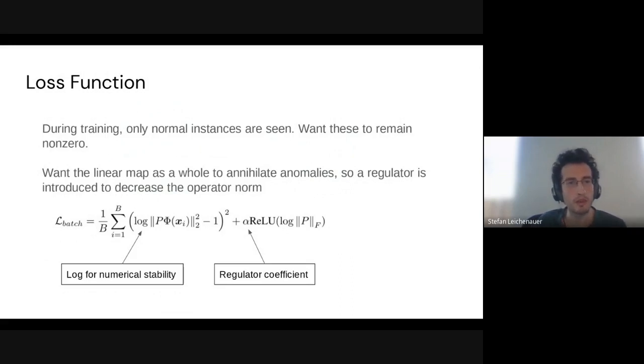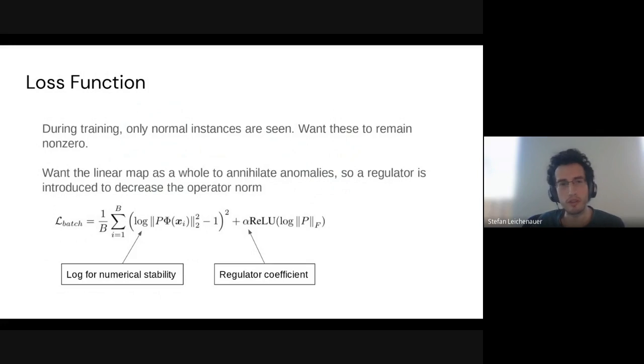We only train on normal data. So we take a batch of normal data, x_i, and we compute the magnitude of the vector after mapping these x_i's using phi, and then P here is the linear map, P for projection because it's sort of projecting out the anomalies. P maps us into the target space, and then we look at the magnitude of that and take the log for numerical stability reasons. So we want the magnitudes of the normal instances to remain non-zero. That's the job of the first term.